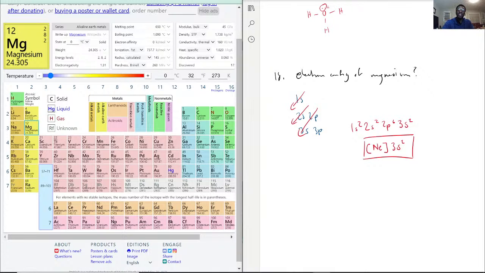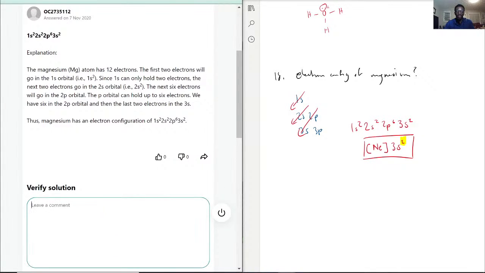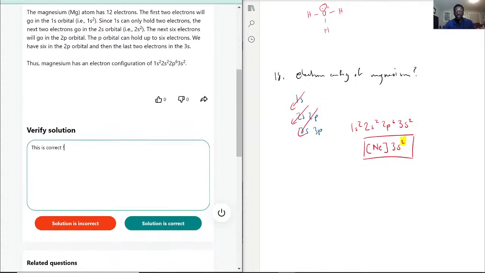And this actually coincides with the valence electrons it has. Considering that magnesium is on the second column, we know that it has 2 valence electrons, which is actually what this electron configuration is also showing, because in the outermost shell, the 3, it has 2 in the superscript. Okay? So, with that being said, this is correct, because it goes 1s2, 2s2, 2p6, 3s2.